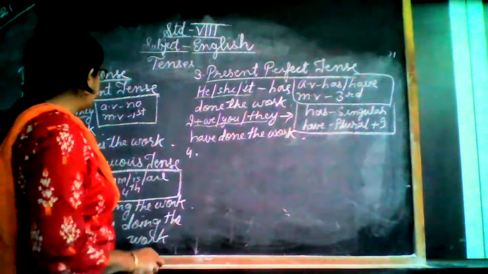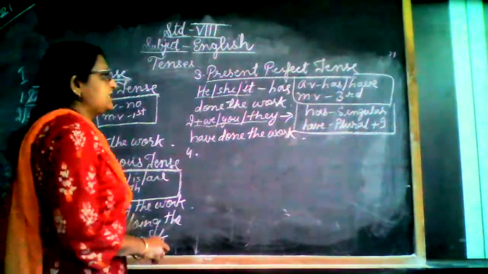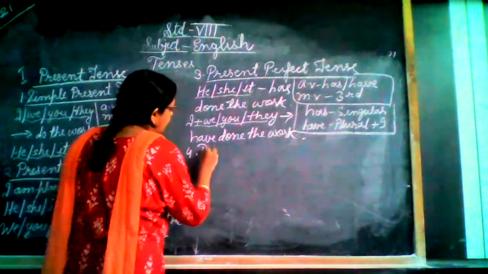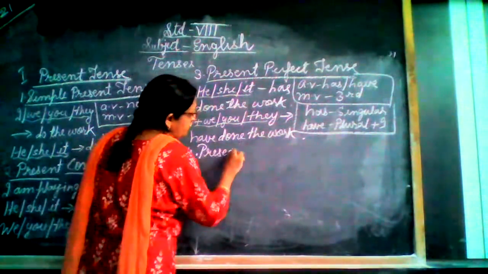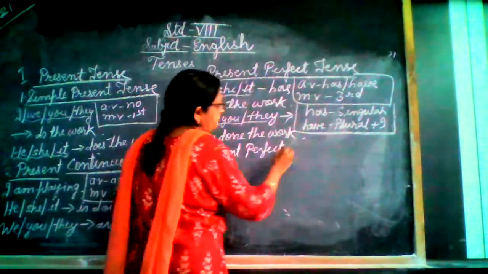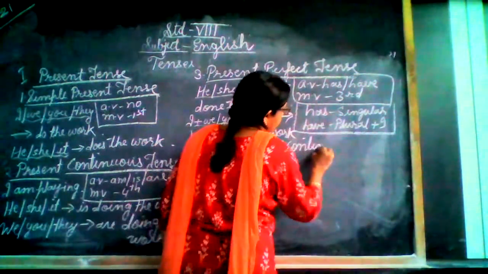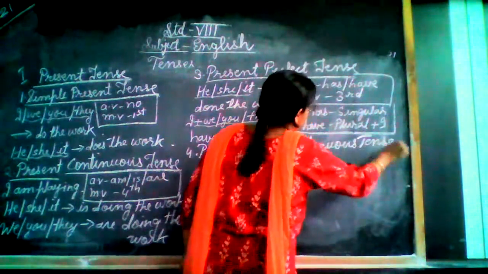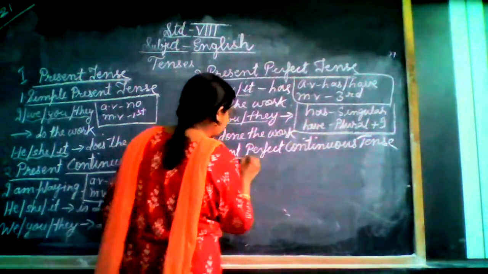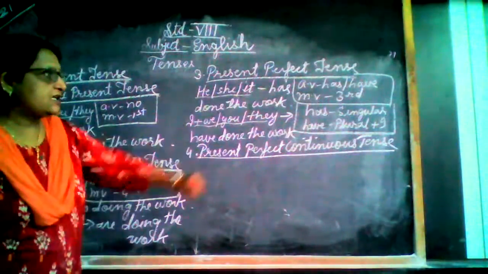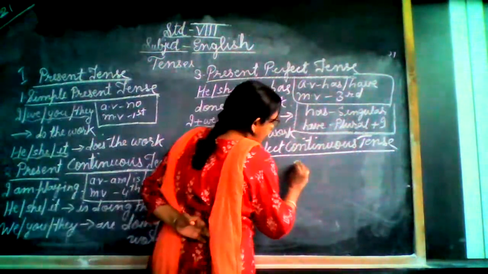Now the fourth one we will come to, the present perfect continuous tense. So the present tense is divided into four types, and see here what types of auxiliary verbs we are using and the main verb. Again, present perfect continuous, the word continuous is here. Present perfect continuous tense. So here the auxiliary verbs are has been and have been.